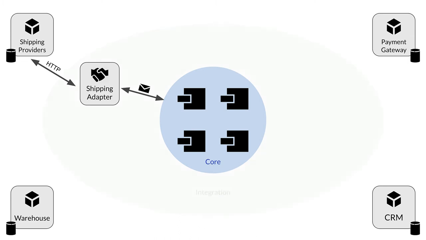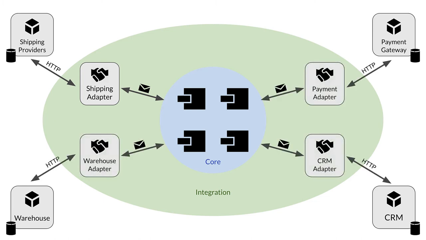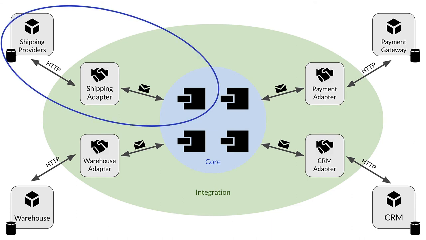Adapters like this one form an integration layer, separating and insulating the core system from the outside world, including adapters to integrate with other external systems. In this tutorial, we're going to focus on the integration with shipping providers, which we will build using an NServiceBus Saga.